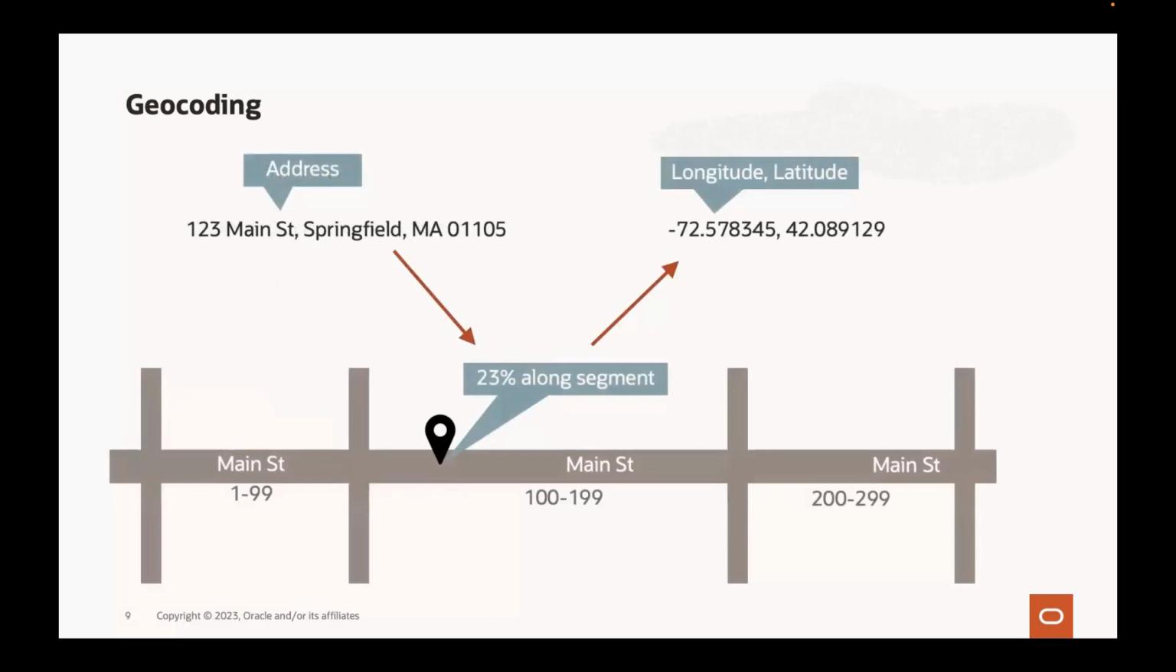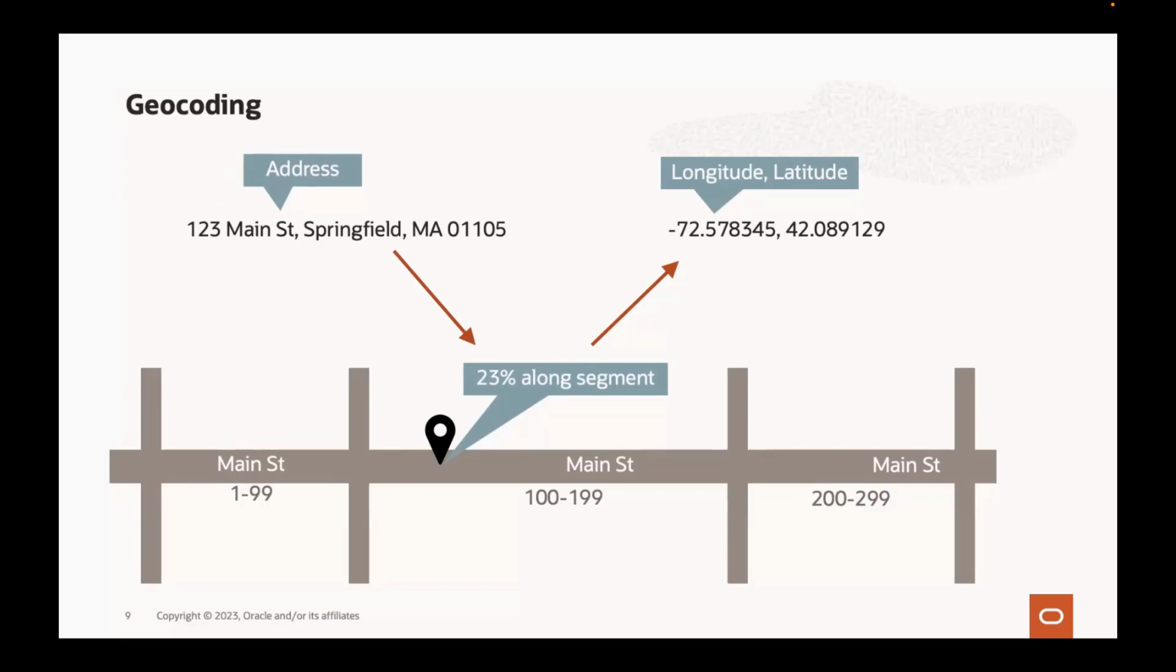Starting with addresses, like I have 123 Main Street in Springfield, Mass with a 01105 postal code. The process of figuring out what the location is, the process of geocoding that address, as you can see, the red arrow pointing downwards, takes that address and uses a set of reference data, which is made up of street segments, each of which have address ranges on them, and basically a whole network full of them. So for whatever area or extent you're doing geocoding, you have an associated set of reference data that has all of these street segments and their address ranges.